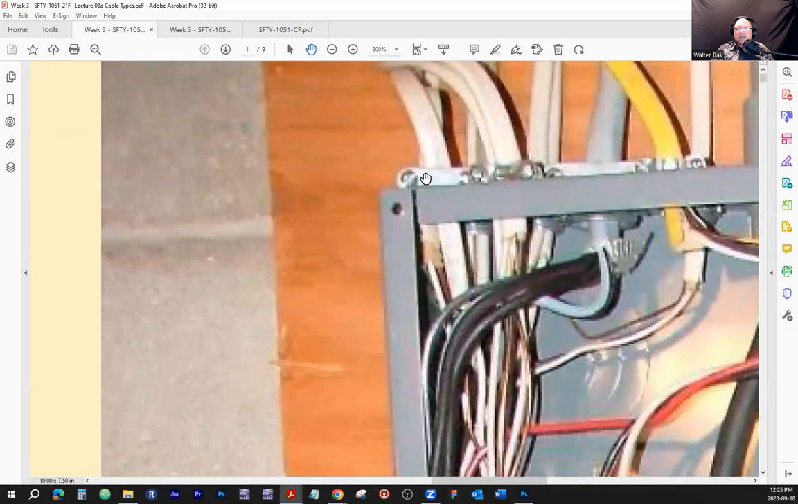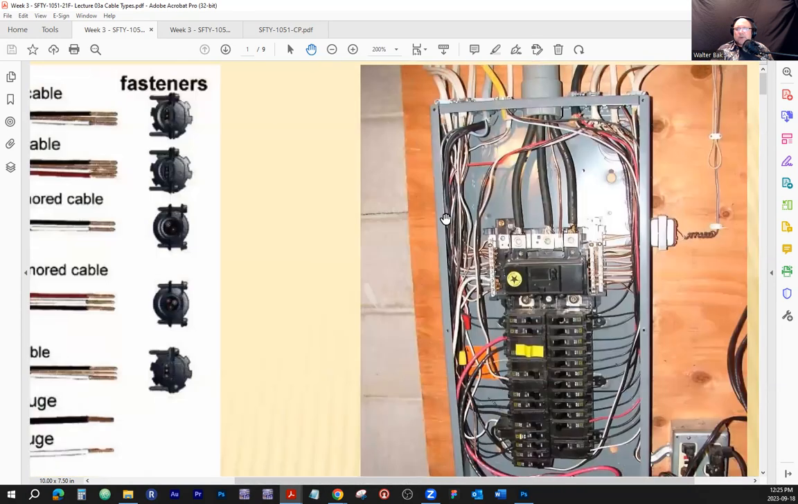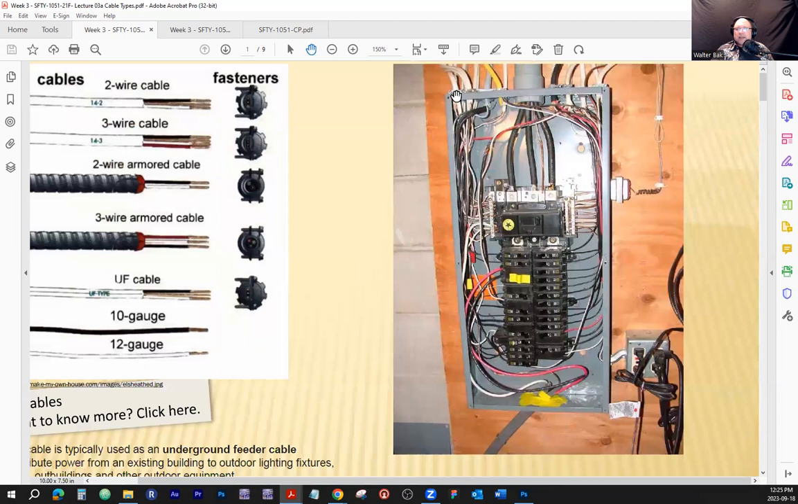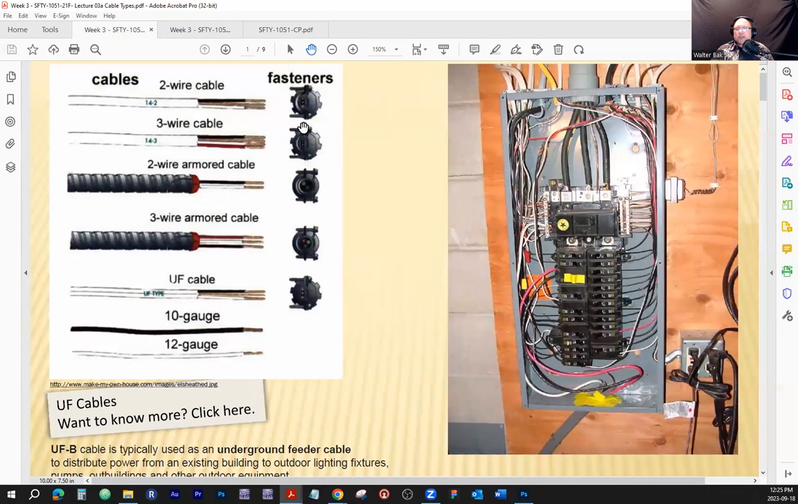That's the interface between the box and the outside world. So the cable is not just floating loosely in the opening that leads to the box. All right. So different types of cables are going to employ different types of fasteners. As we go along and use them, we're going to keep naming them.